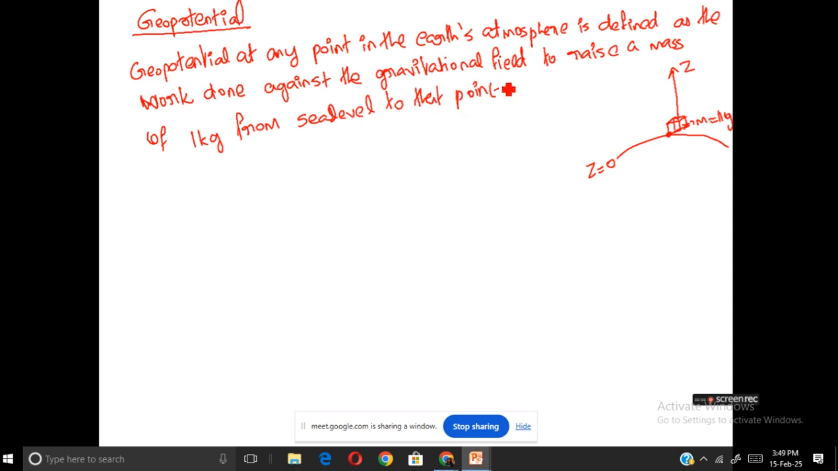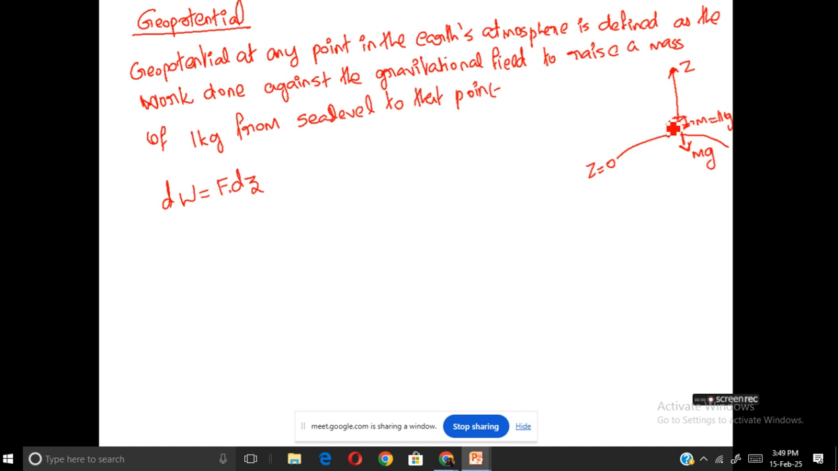So suppose the geopotential at the point Z is defined as the amount of work done against the gravitational field to raise a mass of 1 kilogram from sea level to that particular point. The only force acting on this object is the downward acting gravitational force given by mg. So against the downward acting gravitational force, the amount of work that we must do to raise this air parcel from z is equal to 0 to height z is the geopotential at that particular height.